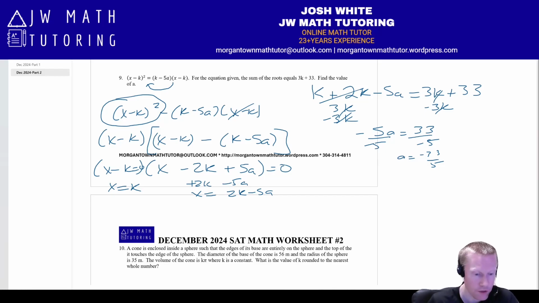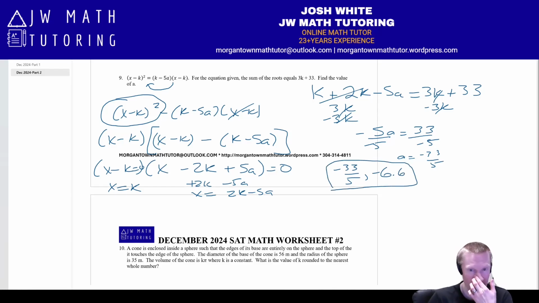So the correct answer is negative 33 over 5. You could also enter it as negative 6.6. I do not know of a way to solve this entirely in Desmos. I mean, we can use Desmos just to check and confirm that the answer is correct by typing in the equation.